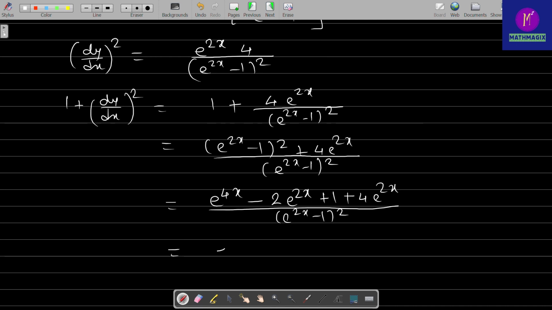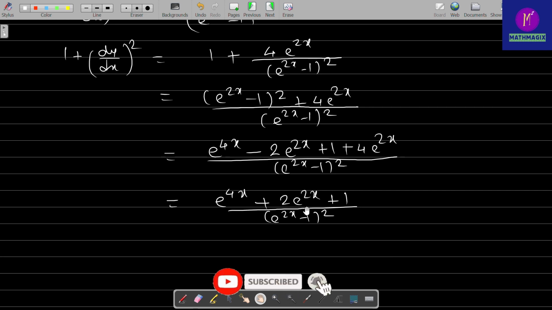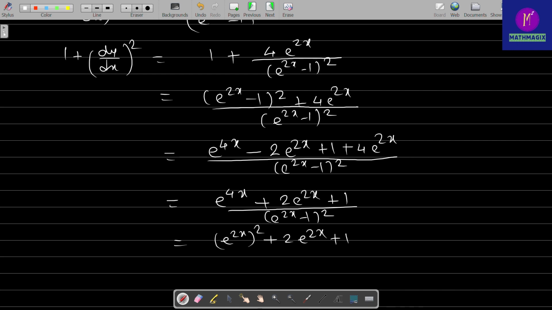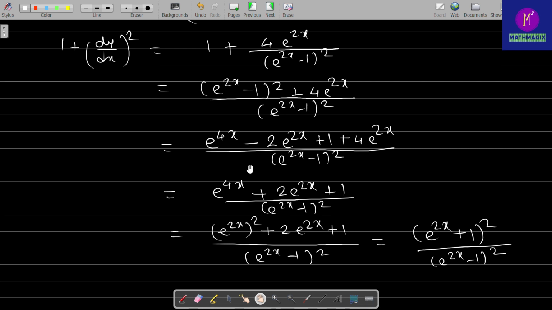This is equal to e^(4x) plus 2e^(2x) + 1 divided by (e^(2x) − 1)². Now if you closely look at this expression in the numerator, that is nothing but (e^(2x) + 1)². You can see that this e^(4x) you can write as (e^(2x))², this is 2e^(2x), this is plus 1, divided by (e^(2x) − 1)². So this is nothing but (e^(2x) + 1)² upon (e^(2x) − 1)².